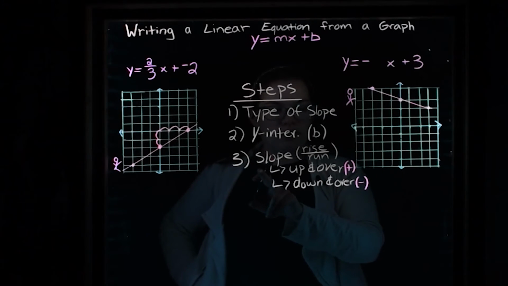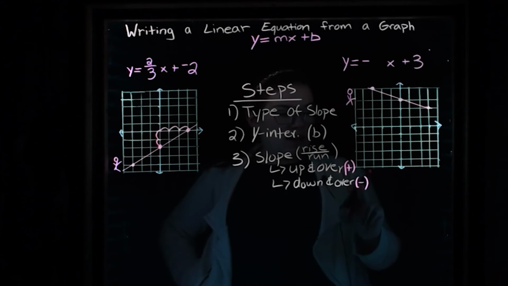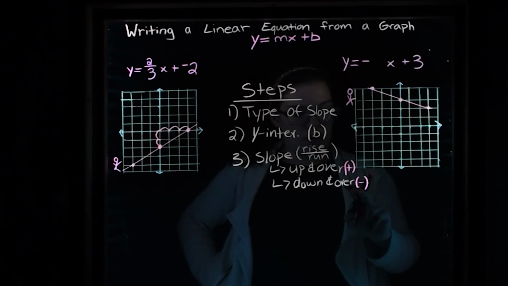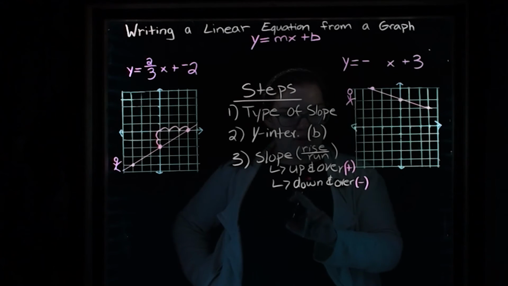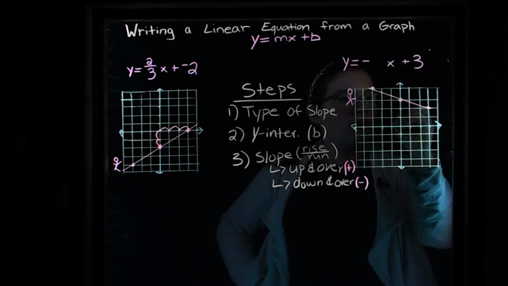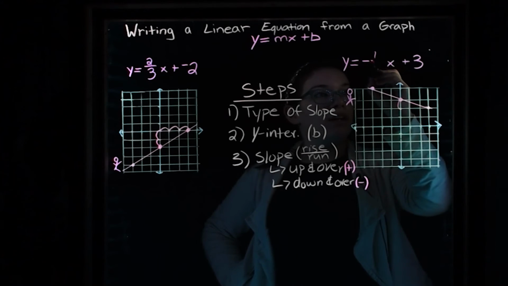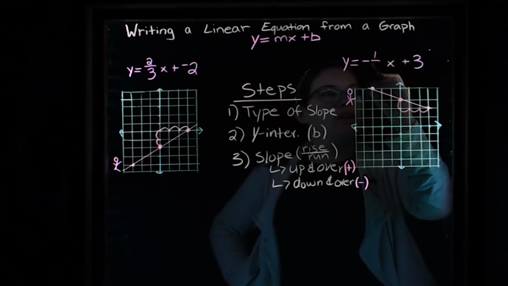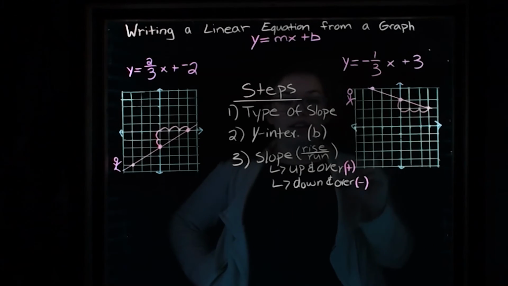Now I got to find my slope. Now I have a negative because we decided this is a negative slope. So I'm going to follow this step, which is down and over. So again, I start at my starting point and I go down 1. Let me write that right away. And over 1, 2, 3. And there you have it.